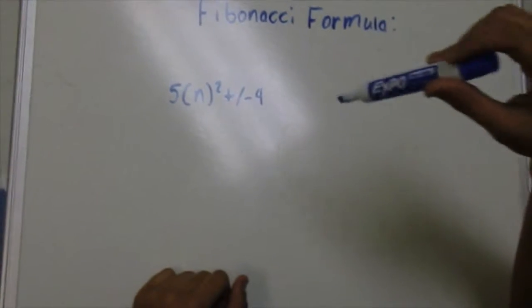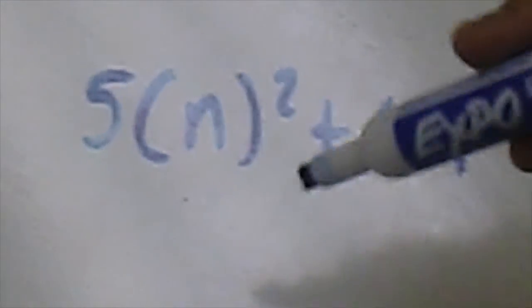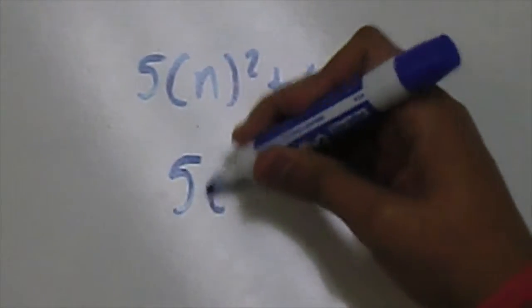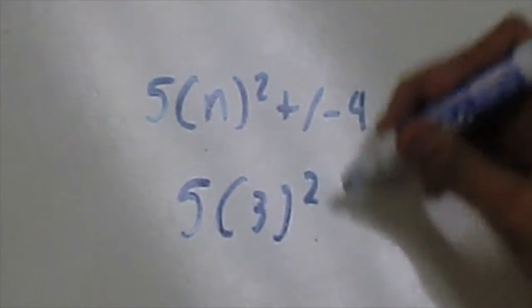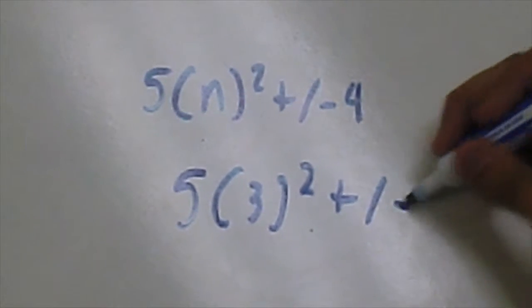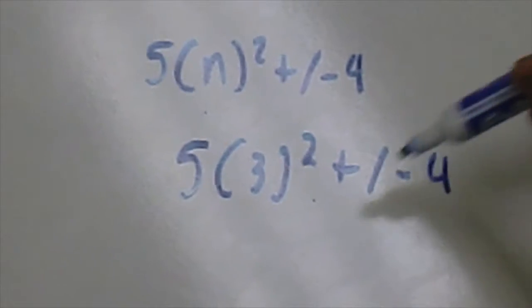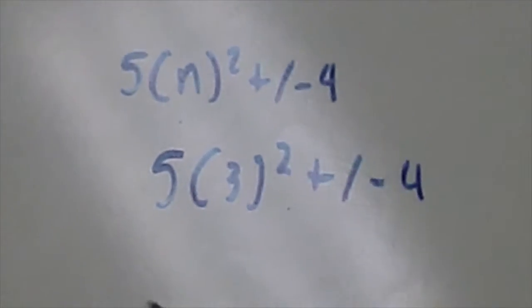This is the Fibonacci formula. It helps you determine whether or not a number is in the Fibonacci sequence. So in this formula, n represents the number that you're trying to determine whether or not it's in the sequence, and then you square that. So let's say we'll try 3. So 5 times 3 squared plus or minus 4. You gotta try both to figure out whether or not something's really in the sequence.